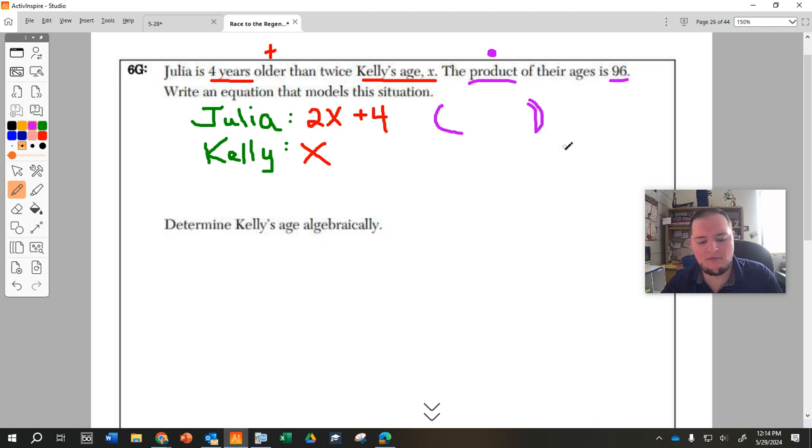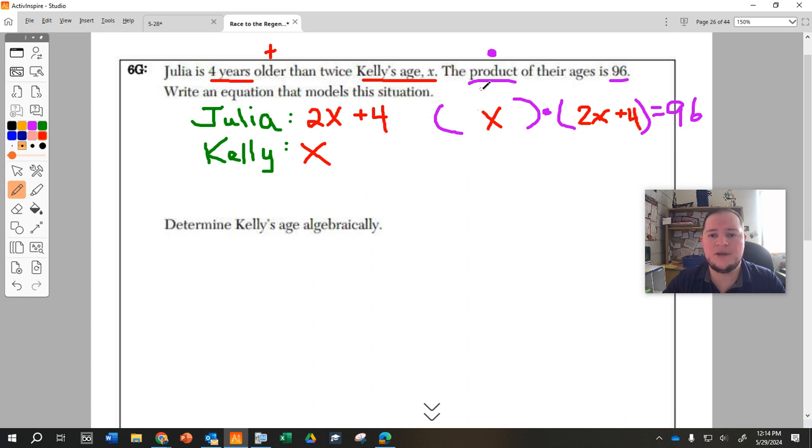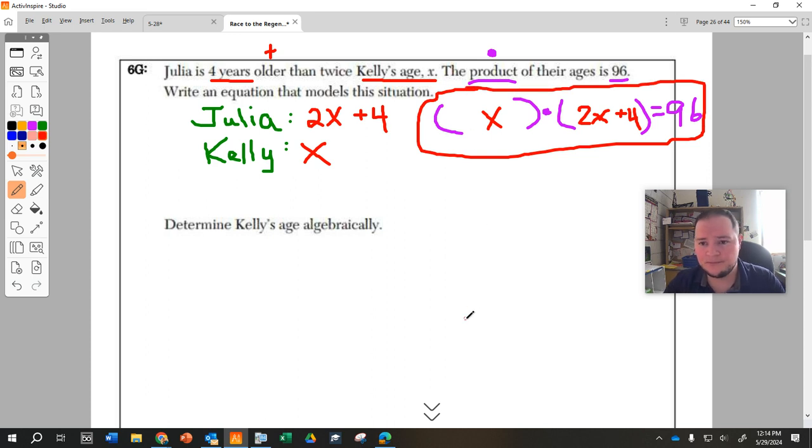There we go. First age times second age equals 96, okay? And then really quickly, we're just going to dump each age into each parenthesis. So Kelly's age is X. Julia's age is 2x plus 4. And this is done. 2 points in the bag. So the big part was we had to product them. We had to times them.